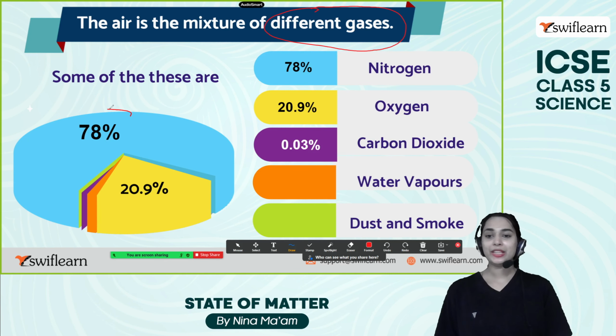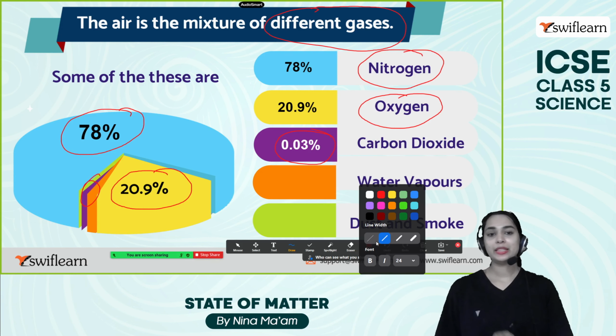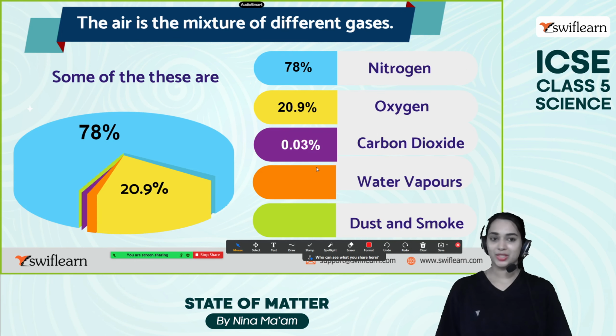So, 78% is nitrogen, 20.9% is oxygen, and 0.03% is carbon dioxide, and water vapors, dust and smoke. This is the total percentage of different gases within the air, and we consume oxygen, right? We need oxygen to survive. Yes, all right. So we inhale oxygen and exhale carbon dioxide.